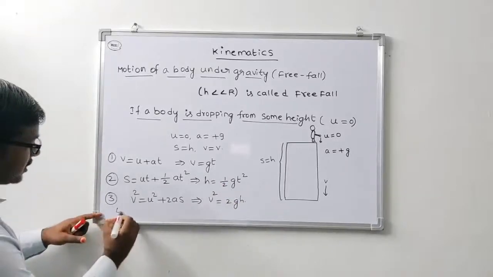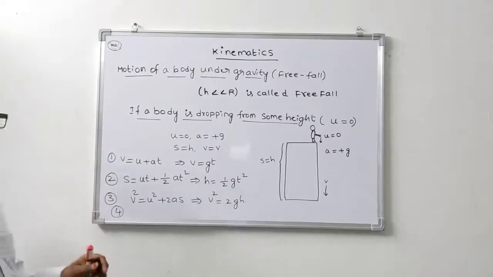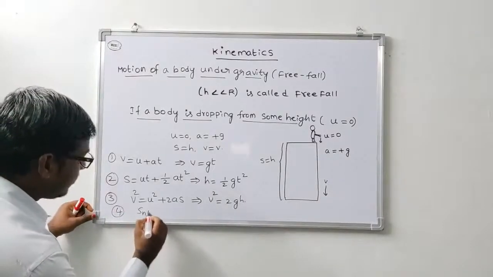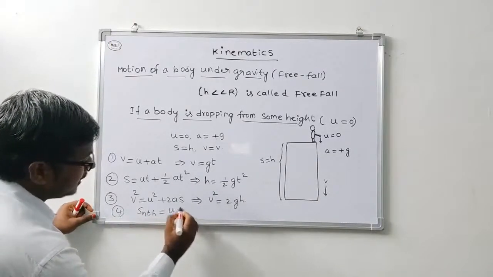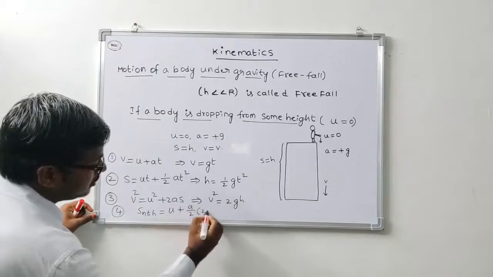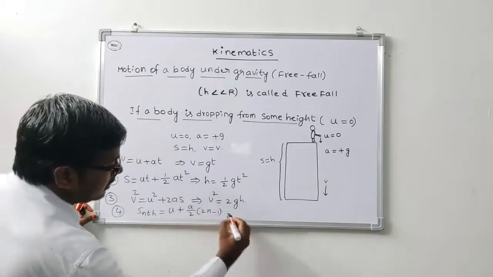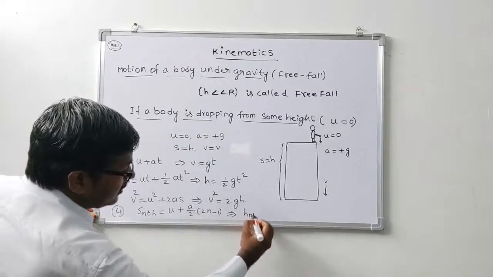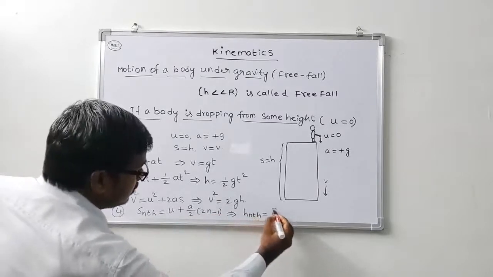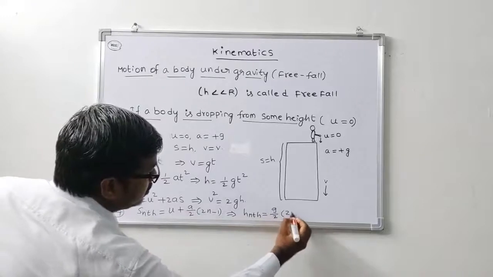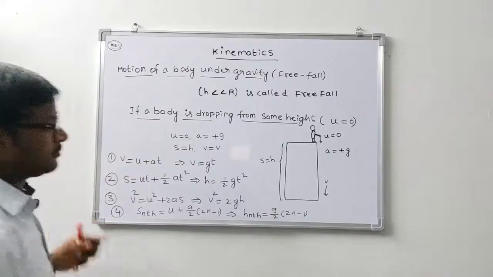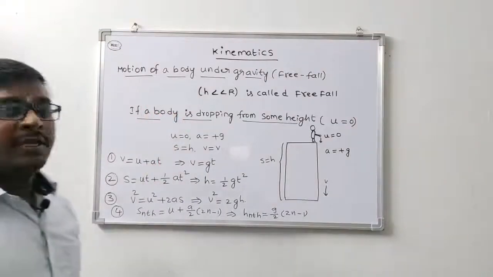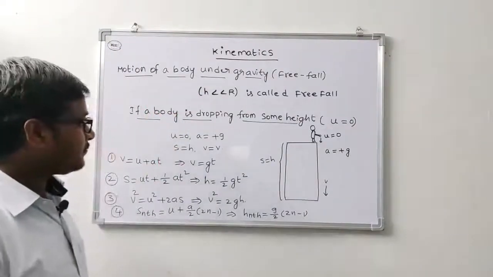The fourth equation, the distance traveled in the nth second: s nth is equal to u plus a by 2 into 2n minus 1. With u equal to 0, h nth is equal to g by 2 into 2n minus 1. These are the freely falling case equations.